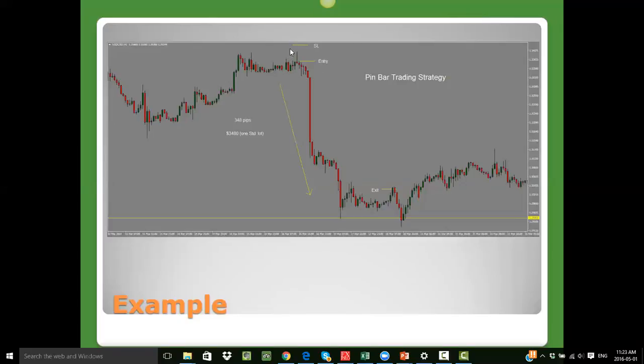So here we have, again, a pin bar. And if you take a look, we would draw our support and resistance line. Looks like my support and my resistance line is missing here.